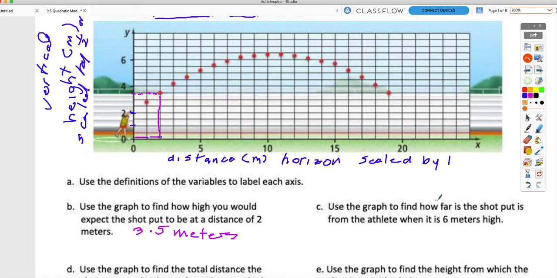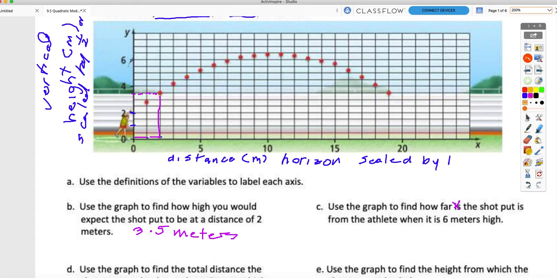Use the graph to find how far the shot put is from the athlete when it is 6 meters high. Okay, we're going the other way. So how far is it if it's 6 meters high?